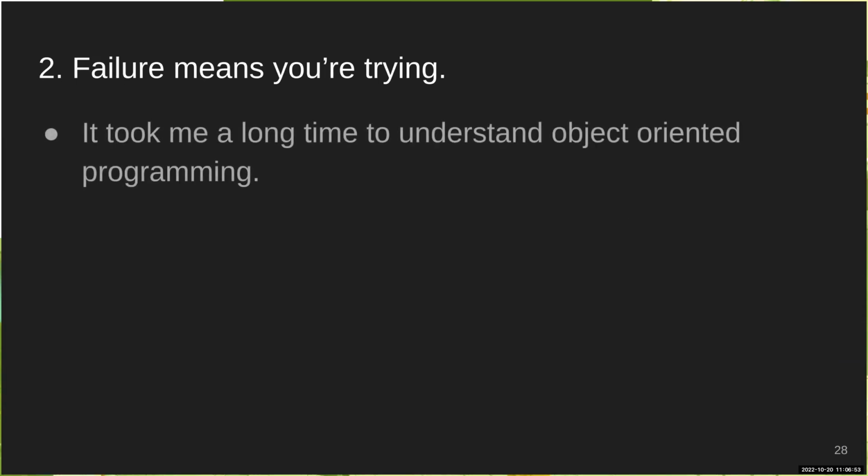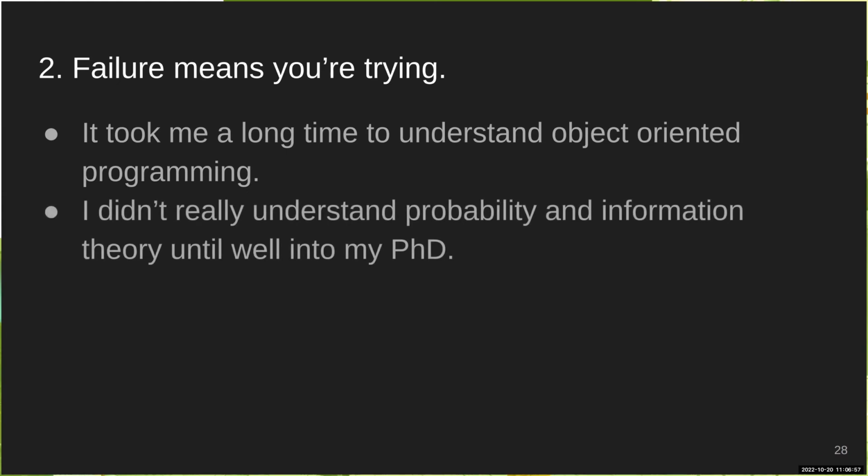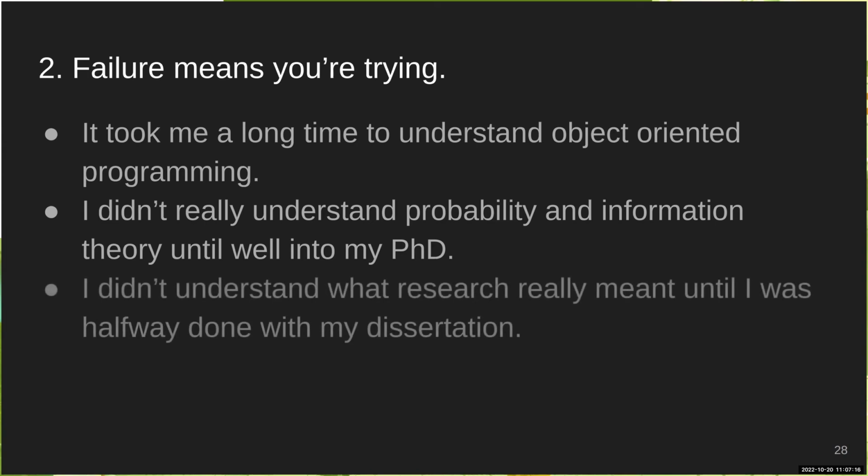It took me a long time to understand object-oriented programming. I didn't really understand probability and information theory well into my PhD, even though I'd taken statistics, I'd taken machine learning classes. I had done a lot of assignments that required it. It didn't click until I was doing my own research project where I had to propose a new model, and then I really had to know that stuff inside and out. I didn't understand what research really meant until I was halfway done with my dissertation.